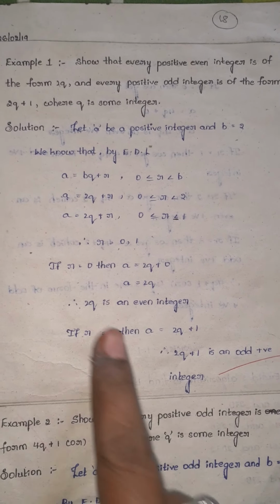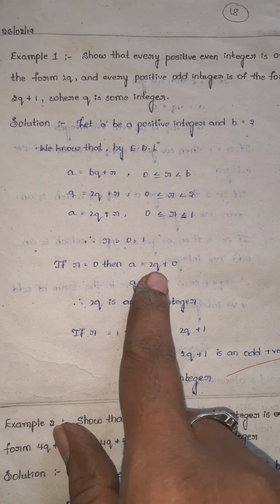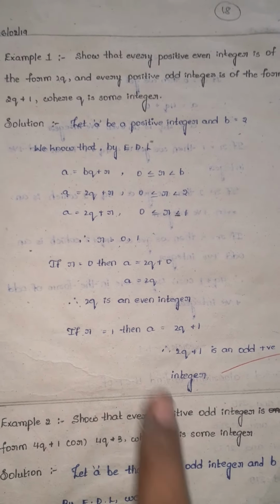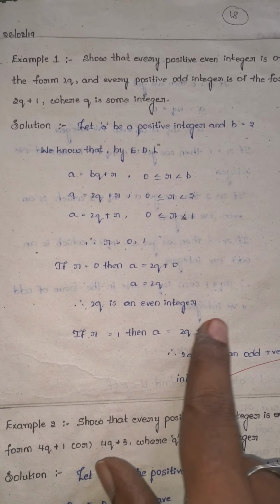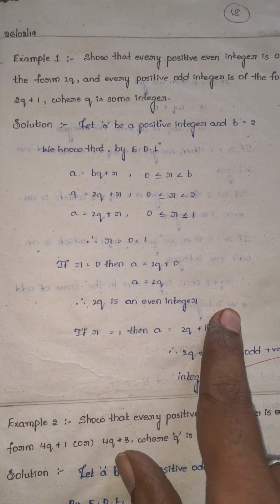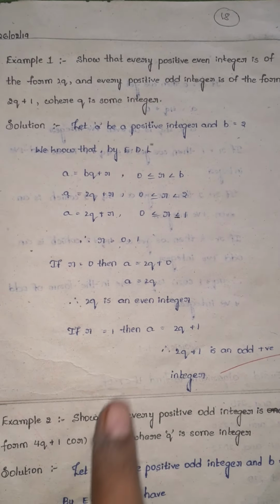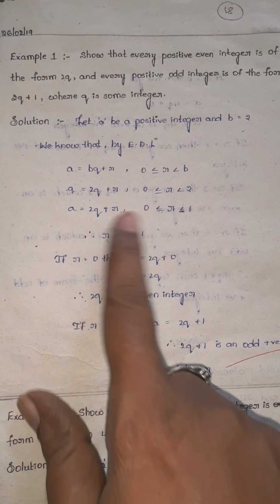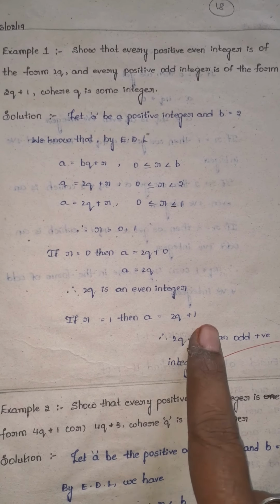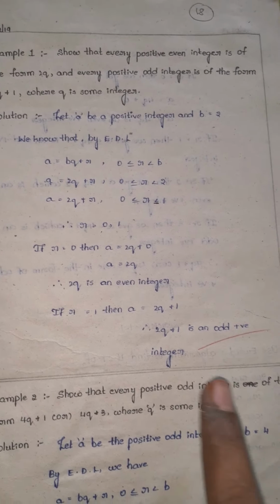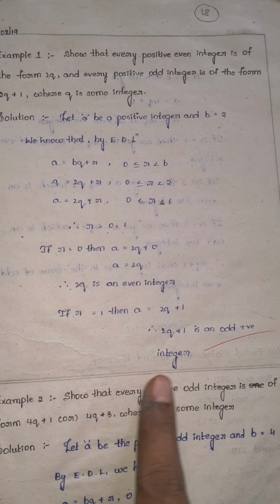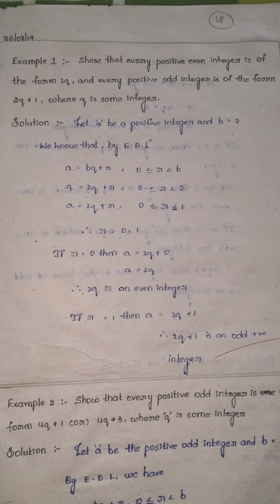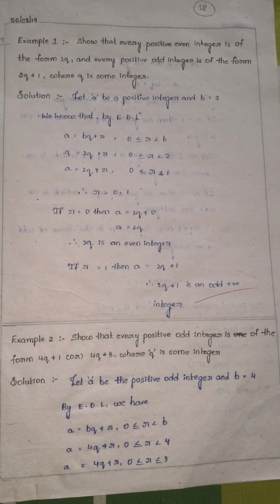If r equals 0, then what can we write for a? 2q plus 0, and 2q plus 0 is nothing but 2q. It is a multiple of 2, so it is an even integer. 2q is an even integer. The next condition: if r equals 1, then a equals 2q plus, in place of r what should we write? 1. So it is even plus odd, and even plus odd combination is odd. So 2q plus 1 is an odd positive integer. That is the statement he is asking. It is a very important 2 marks question in your board exam.